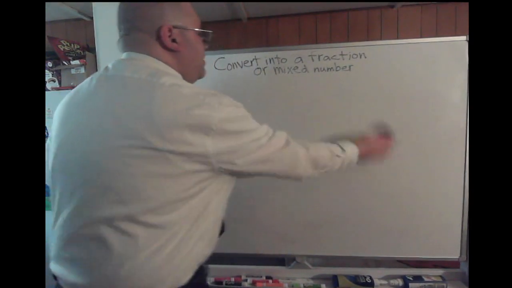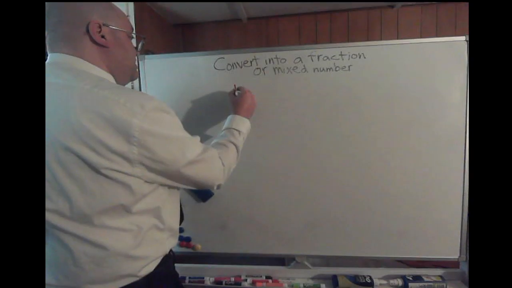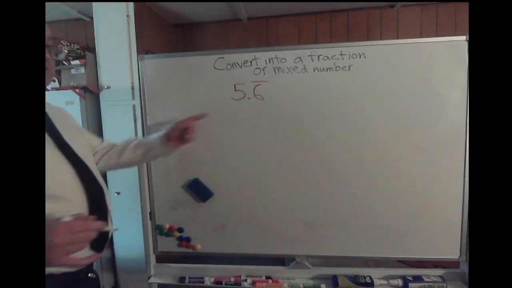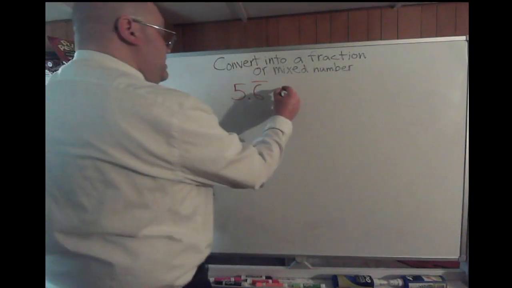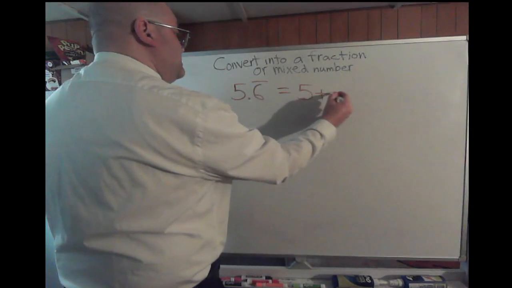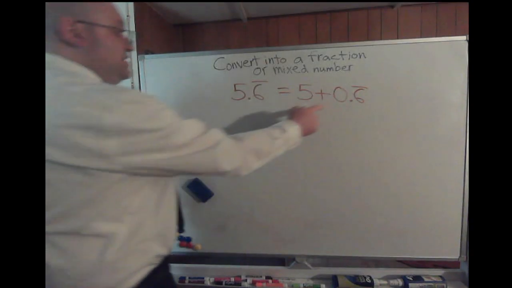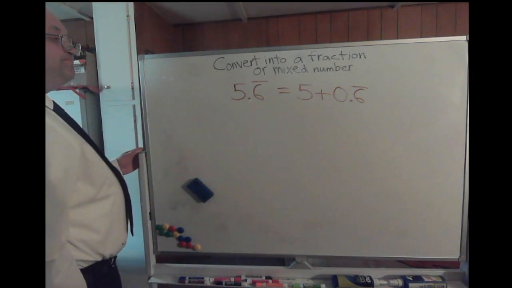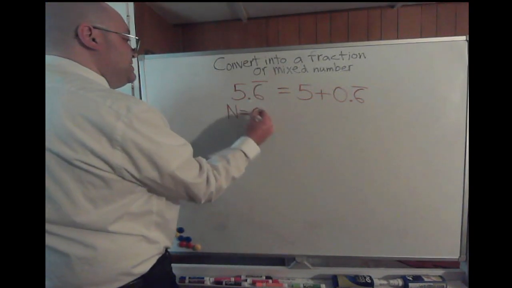Got a couple more here. Alright, let's say we have 5.6 repeating. So that we know is equal to 5 plus 0.6 repeating. That separates. We will let our n equal 0.6 repeating.